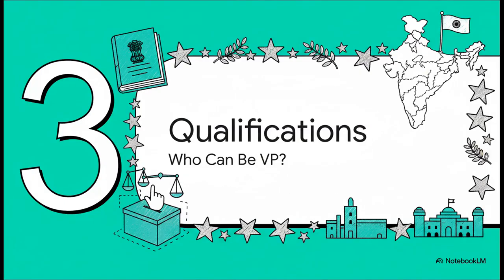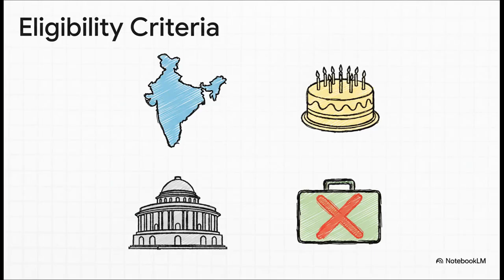So who can actually throw their hat in the ring for this job? Well, the Constitution is super specific about the qualifications. There are 4 main boxes you have to tick. You have to be a citizen of India, be at least 35 years old, and you can't hold any office of profit. And then there's this last one, which is really important. You have to be qualified to be elected as a member of the Rajya Sabha. And that just makes total sense, right? Since their main job is to be the chairperson of that very house.